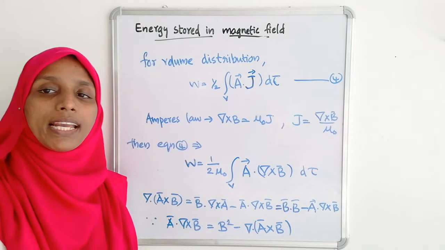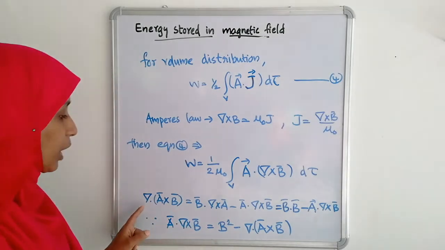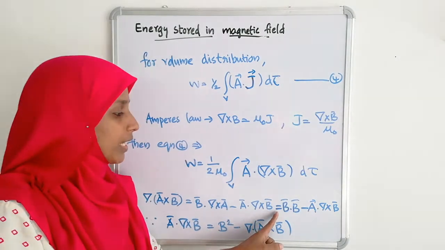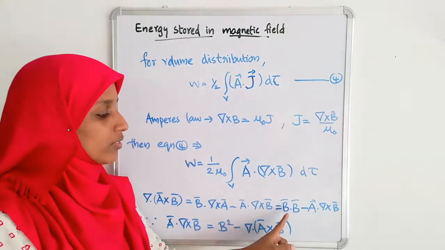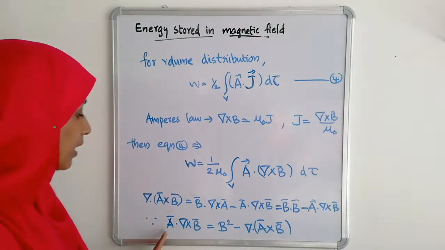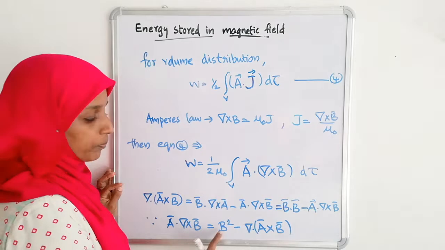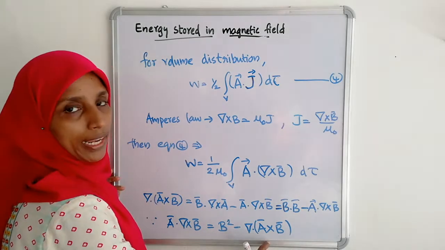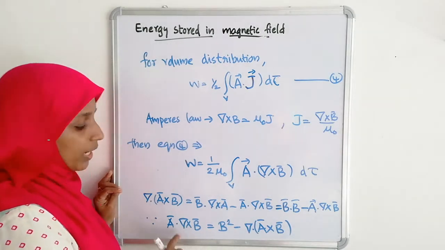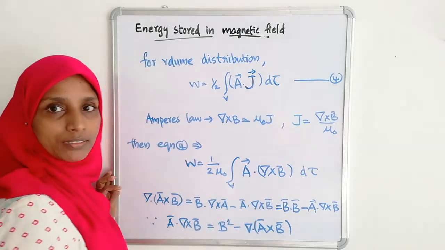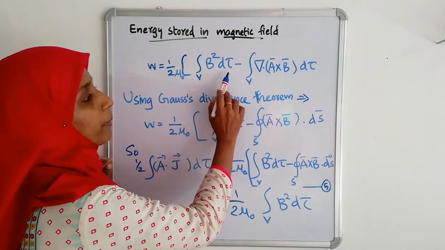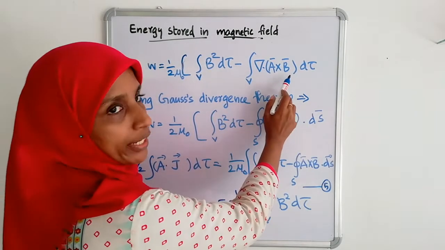In this equation, we can use a mathematical identity. We know del dot A cross B is equal to B dot del cross A minus A dot del cross B. That is, del cross A can be written as B itself, so it equals B dot B minus A dot del cross B. After rearranging, A dot del cross B equals B square minus del dot A cross B. Substituting this, W is equal to 1 by 2 mu 0 volume integral B square d tau minus volume integral del dot A cross B d tau.